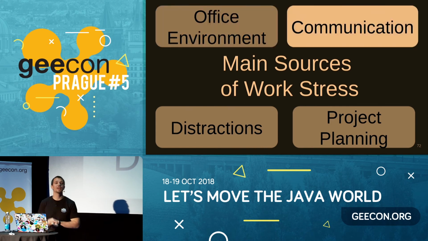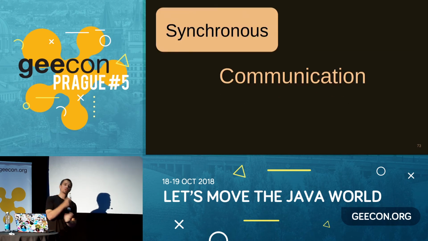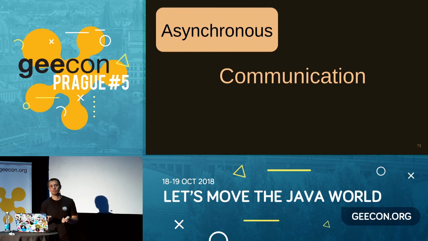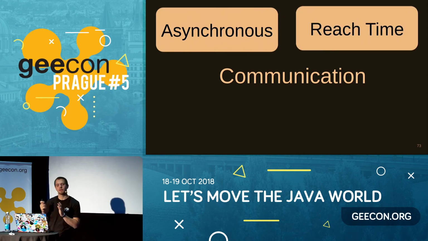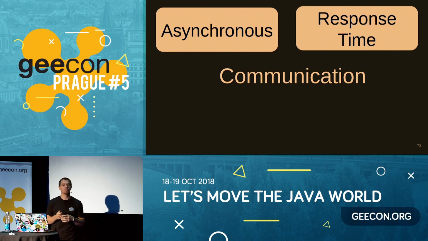So, communication is essential, whether it's work, life, or anything else. Try to emphasize not synchronous communication, but asynchronous communication. The problem with instant messengers these days is that people really confuse the reach time, that they can instantly ping you, with the response time. If they can ping you right now, it doesn't mean you have to reply ASAP.